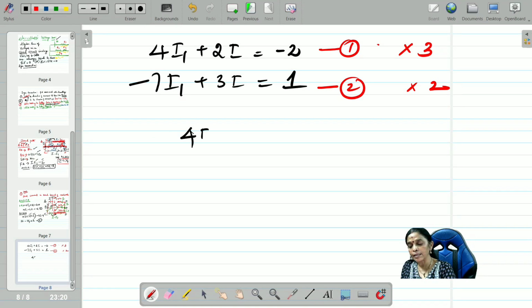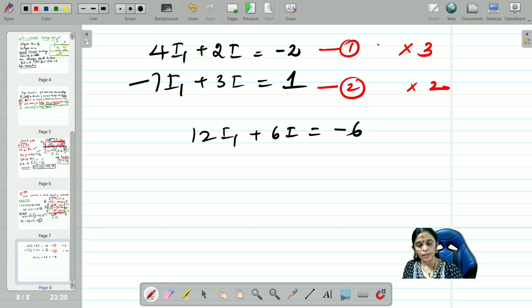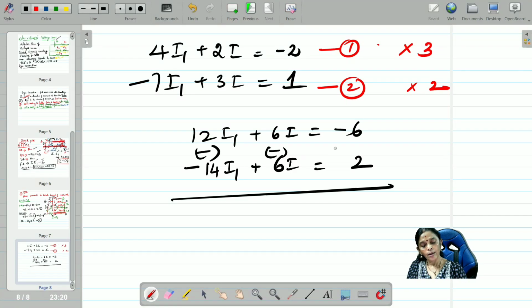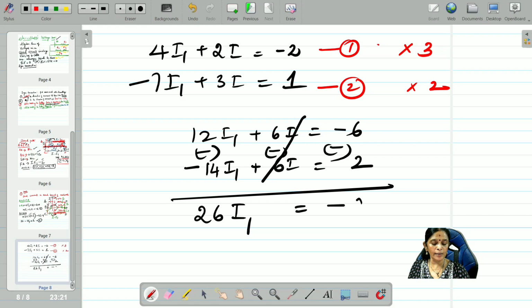So let me do it. 12I1 plus 6I is equal to minus 6. Minus 14I1 plus 6I is equal to 2. So subtracting: minus 6 minus 2, and 12 plus 14 gives 26I1. The 6I cancels, and it is equal to minus 8. Therefore, I1 is equal to minus 8 by 26.